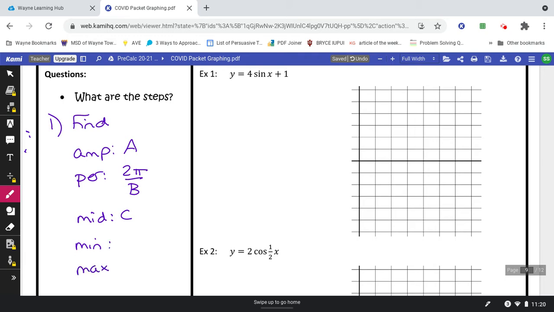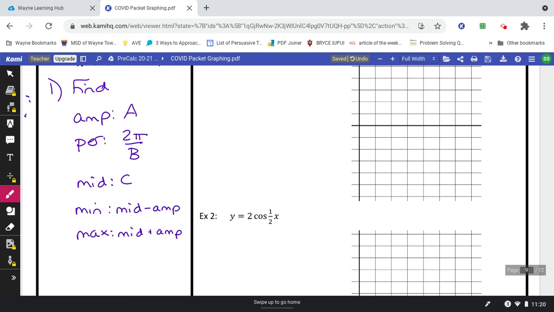And the minimum can be found by doing the midline minus the amplitude. We've done that on another note page. And the max is the midline plus the amplitude. After you find all that information, you're going to label the axes.